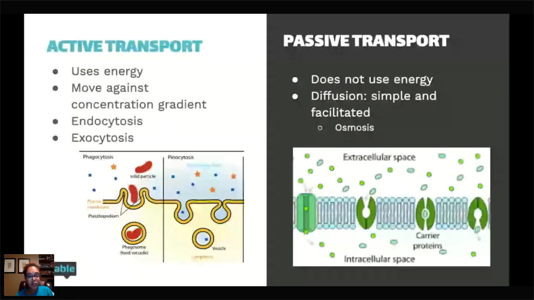Versus facilitated diffusion is pretty much for those bigger substances or substances that are polar that cannot get through on their own, just regular. They need to use proteins like we talked about with the cell membrane. You have transport proteins. Those transport proteins help with facilitated diffusion. So diffusion of water is called osmosis. It's just a specific name for diffusion with water. There's nothing else special about it other than the fact that it's with water.